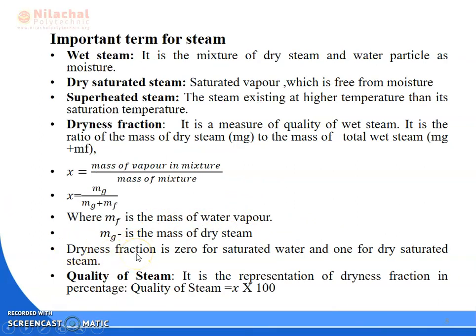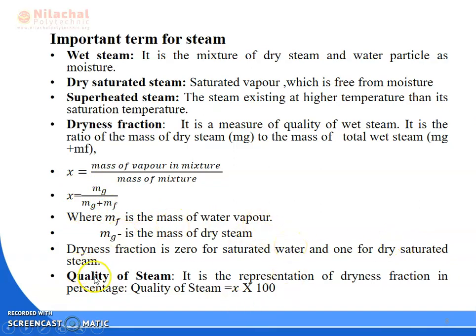If you take saturated liquid, or saturated water, meaning water at 100 degrees centigrade, there is no vapor. So your mass of vapor mg is equal to 0. 0 divided by something is 0. So for saturated liquid, the dryness fraction is 0. In dry saturated steam, it is free from moisture, so no mass of liquid is there. Only the mass of vapor mg will be there. mg plus mf, where mf is 0 because it is free from moisture. So mg by mg is equal to 1. So x is equal to 1 for dry saturated steam, and x is equal to 0 for saturated water.